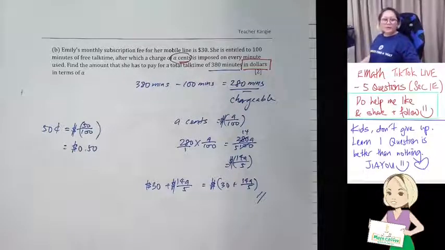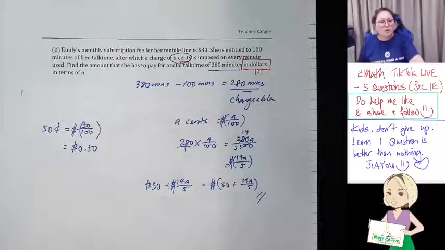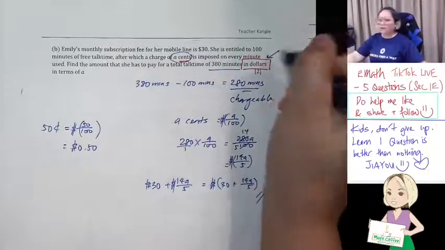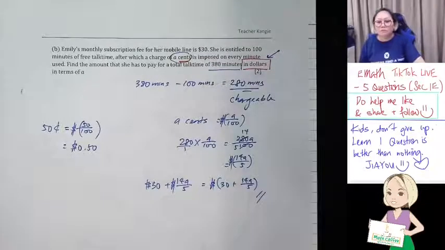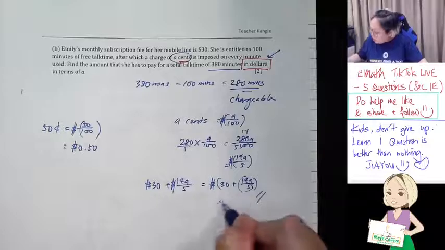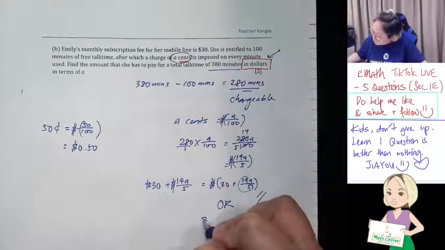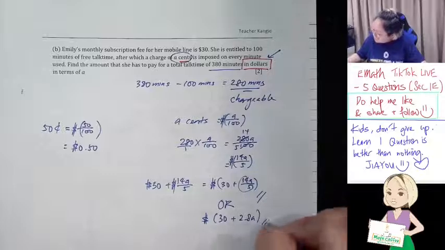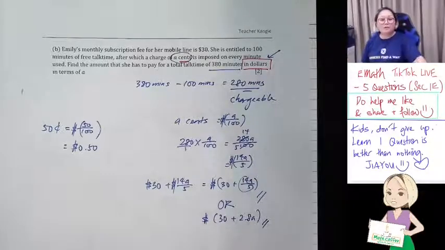So in this question, the only thing tricky is about changing the cents to dollar. The common mistake is that students will just take A times 280. Then it's wrong already, because they already state that this has to be in dollar. 30 plus 2.8A also can, because 14 divided by 5 is 2.8. So either you have this or this. Either one is acceptable.